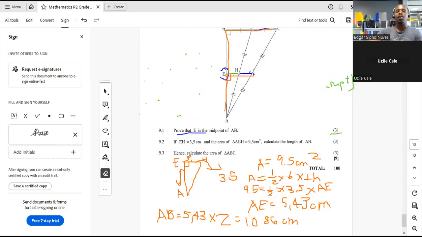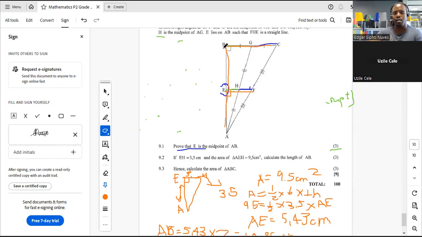Okay. Great. Now it says, hence calculate the area of triangle ABC. So we know what AB is, right? We know that AB is 10.86. We just worked that out. Yes. So that's your perpendicular height, because to work out the area of a triangle, you need your perpendicular height. What don't we have yet? We're missing just one. BC. We don't have BC, 100%.